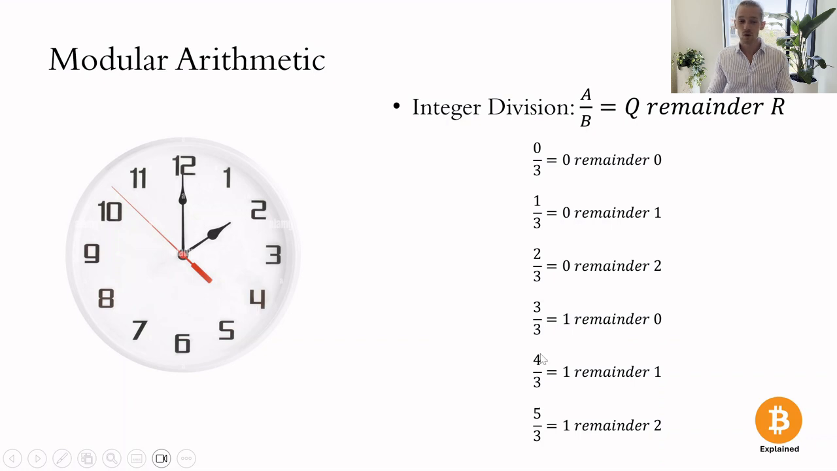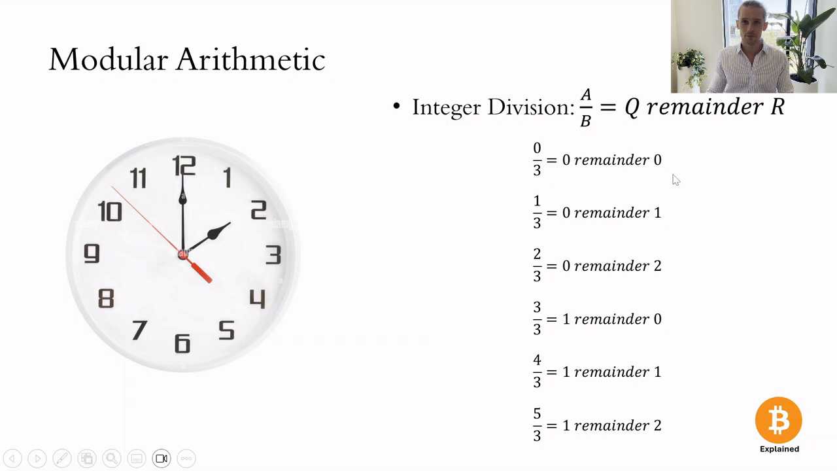Then when we get to 4, we get a quotient of 1 with a remainder of 1, because 3 fits into 4 once, and then we still need to add 1 to it in order to get to 4. And then when we look at 5 divided by 3, we get 1 with a remainder of 2. Now in modular arithmetic, all that we care about is the remainder.